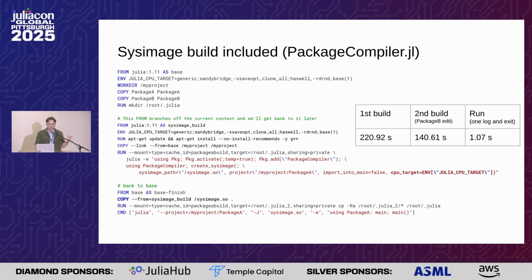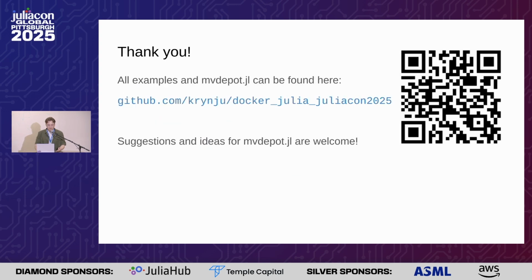Then we get back to the main stage and we just copy over the sysimage. We copy over the depot using one of the methods. And as you can see, we save around 80 seconds on the rebuild, which is a lot considering this takes so much time.